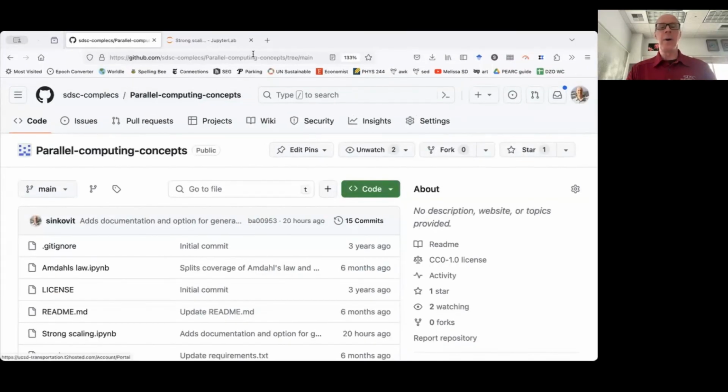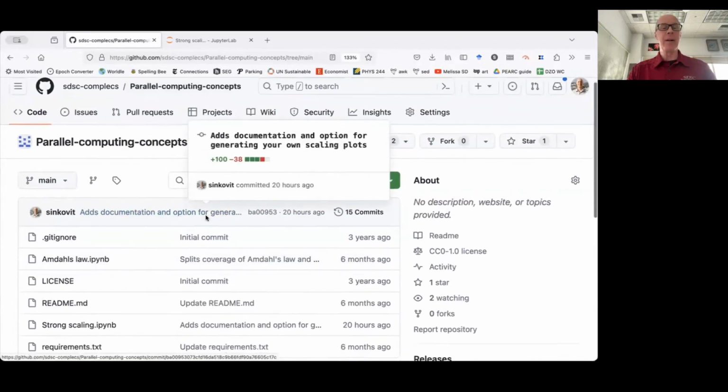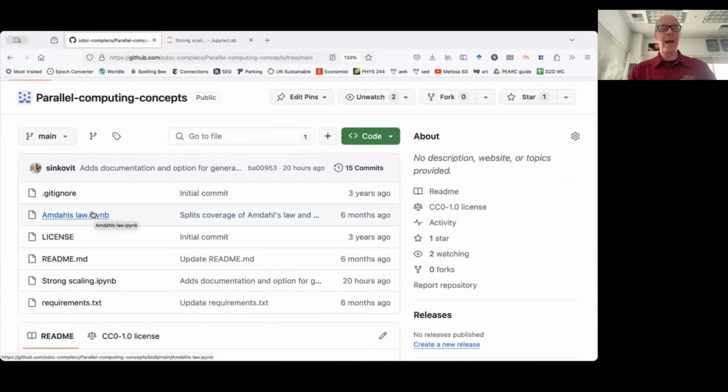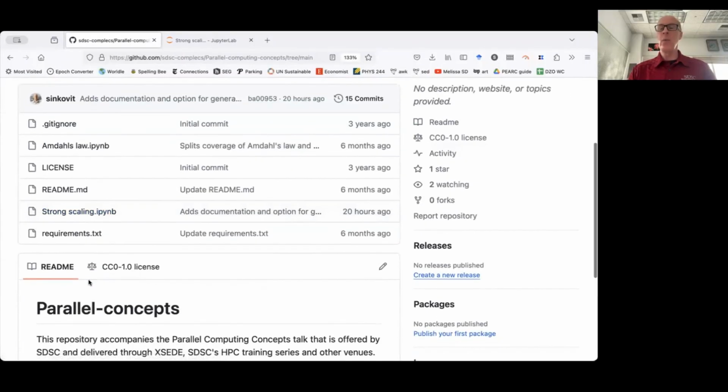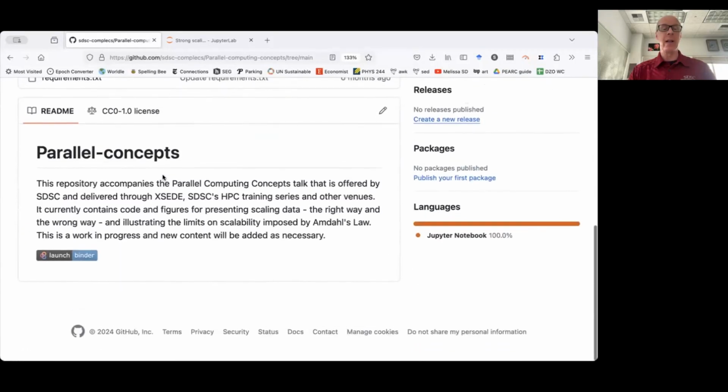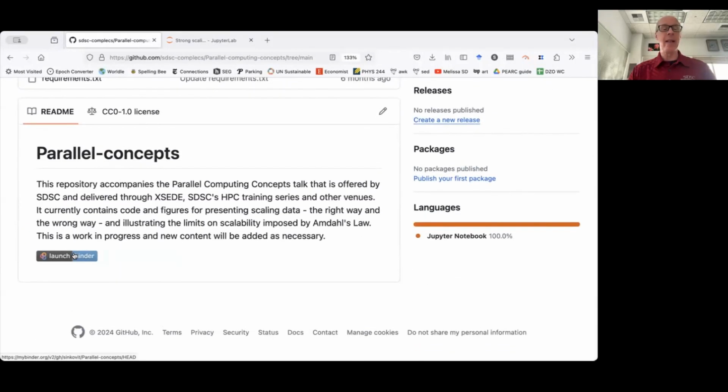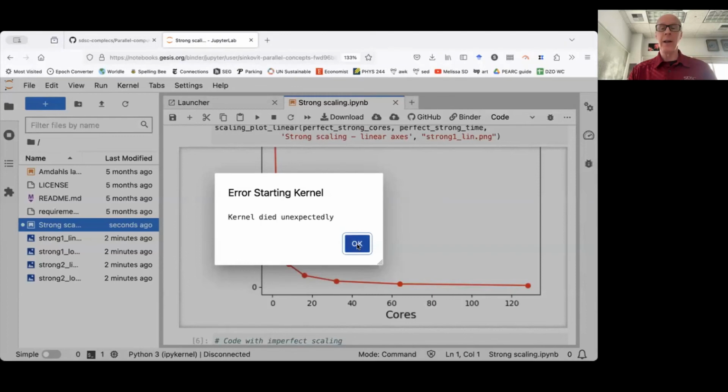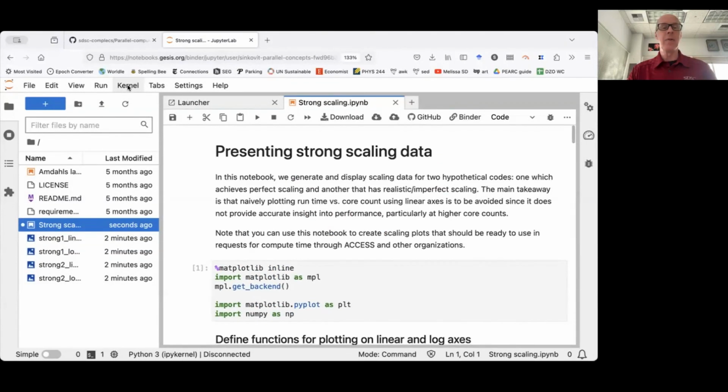Okay, so earlier, Cindy had posted a link to the GitHub repo that we use today. So if you go here to my parallel computing concepts repo, you'll see that I have examples for Amdahl's law and strong scaling. These were the Python notebooks that I used to generate the figures for this presentation. And down at the bottom, you'll also see that you can launch these using Binder. So I had done that earlier, and unless my code, let me restart here.